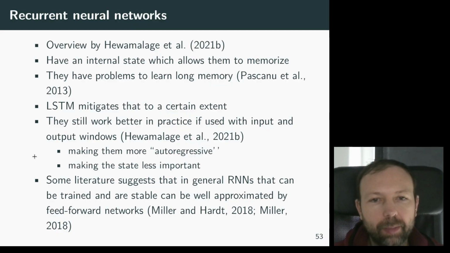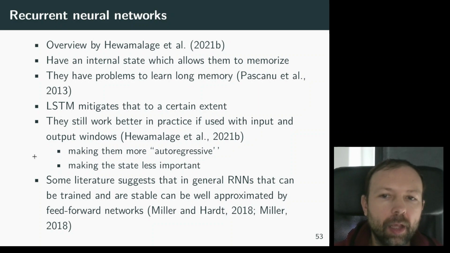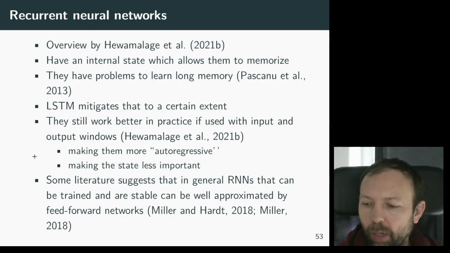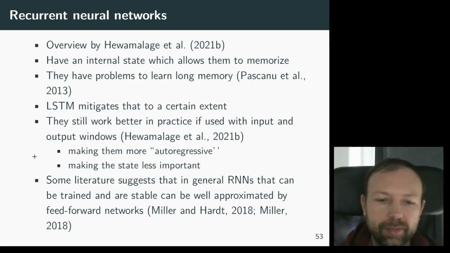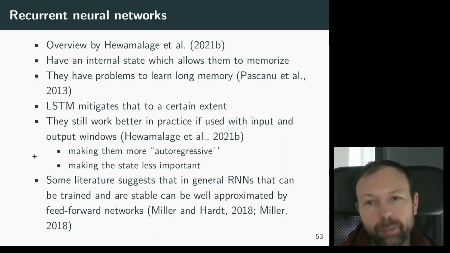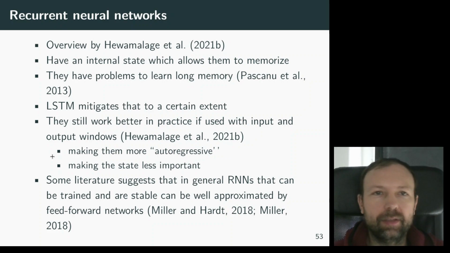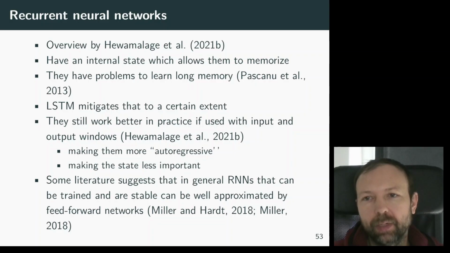It's also interesting that some literature suggests that in general RNNs that can be trained and are stable can be well approximated by feed-forward networks. So if you think about it, an RNN is obviously a very compelling and powerful model class. But if you cannot train them in a stable way, then what's the point of having this model class? And now there's this research that argues, well, you can only train well a subset of the RNNs. And that subset you also can just approximate easily by feed-forward networks, so you don't really need RNNs.